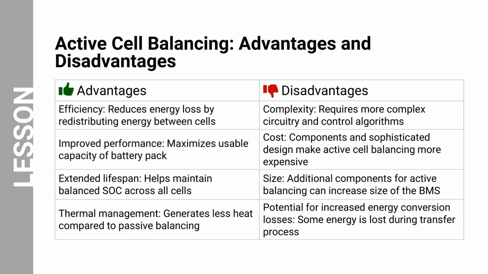Size. Additional components required for active balancing can increase the size of the BMS, which may pose packaging challenges in compact spaces within the vehicle. Potential for increased energy conversion losses. Although active balancing is more efficient than passive balancing, some energy is still lost during the transfer process. These conversion losses can reduce the overall efficiency of the system, particularly if not optimized properly.